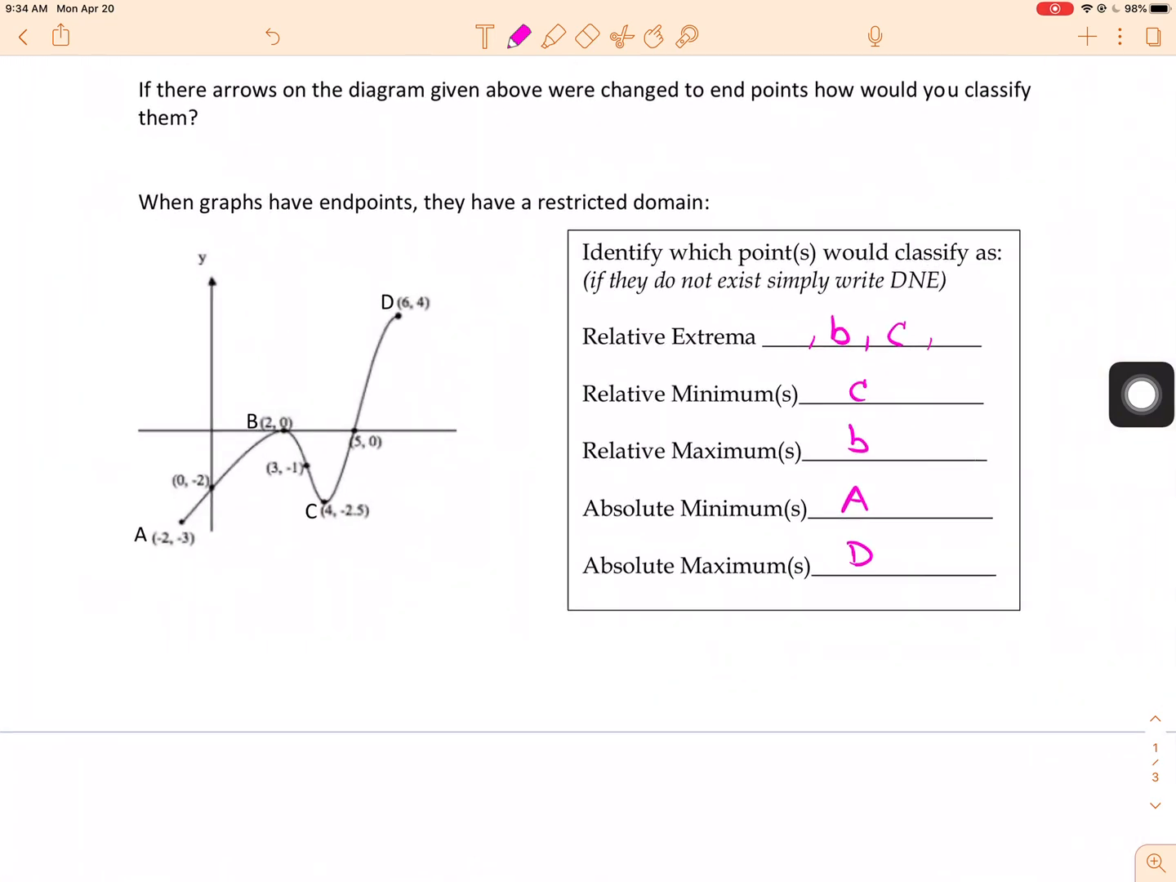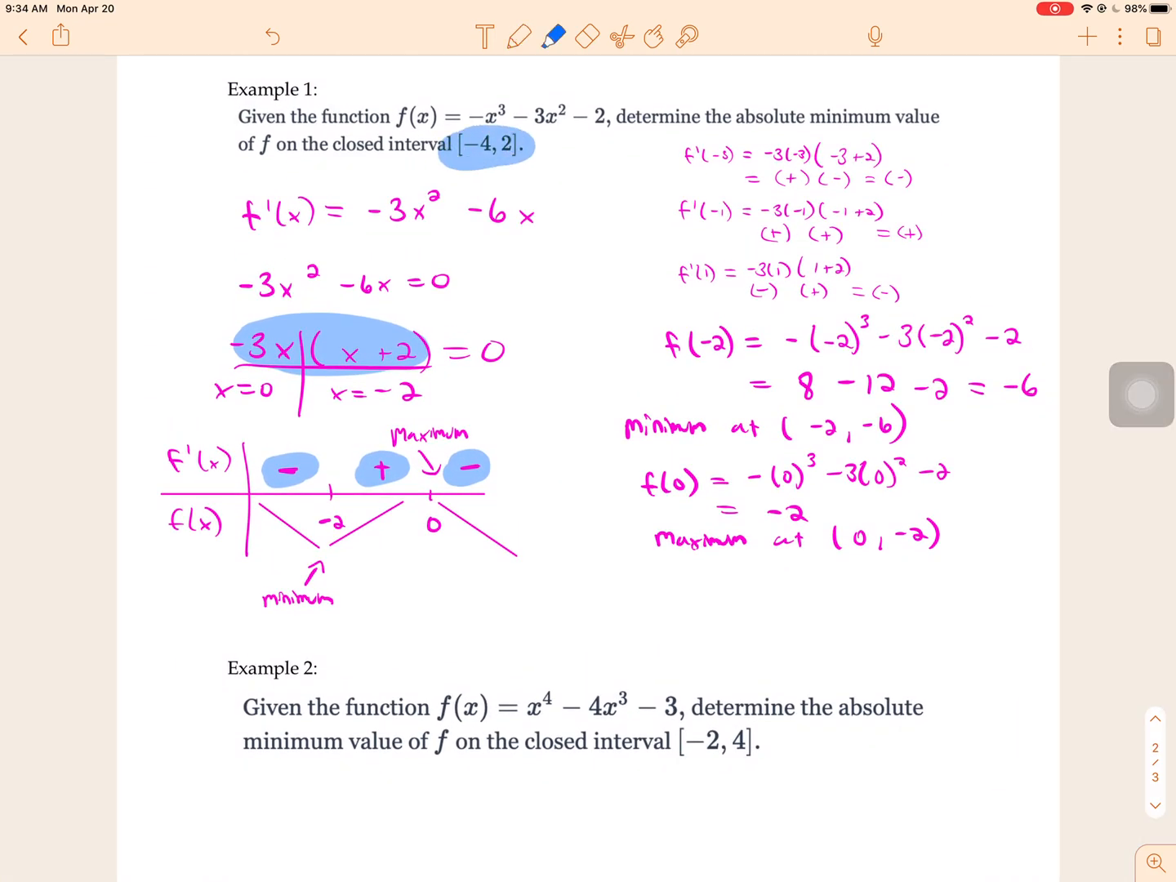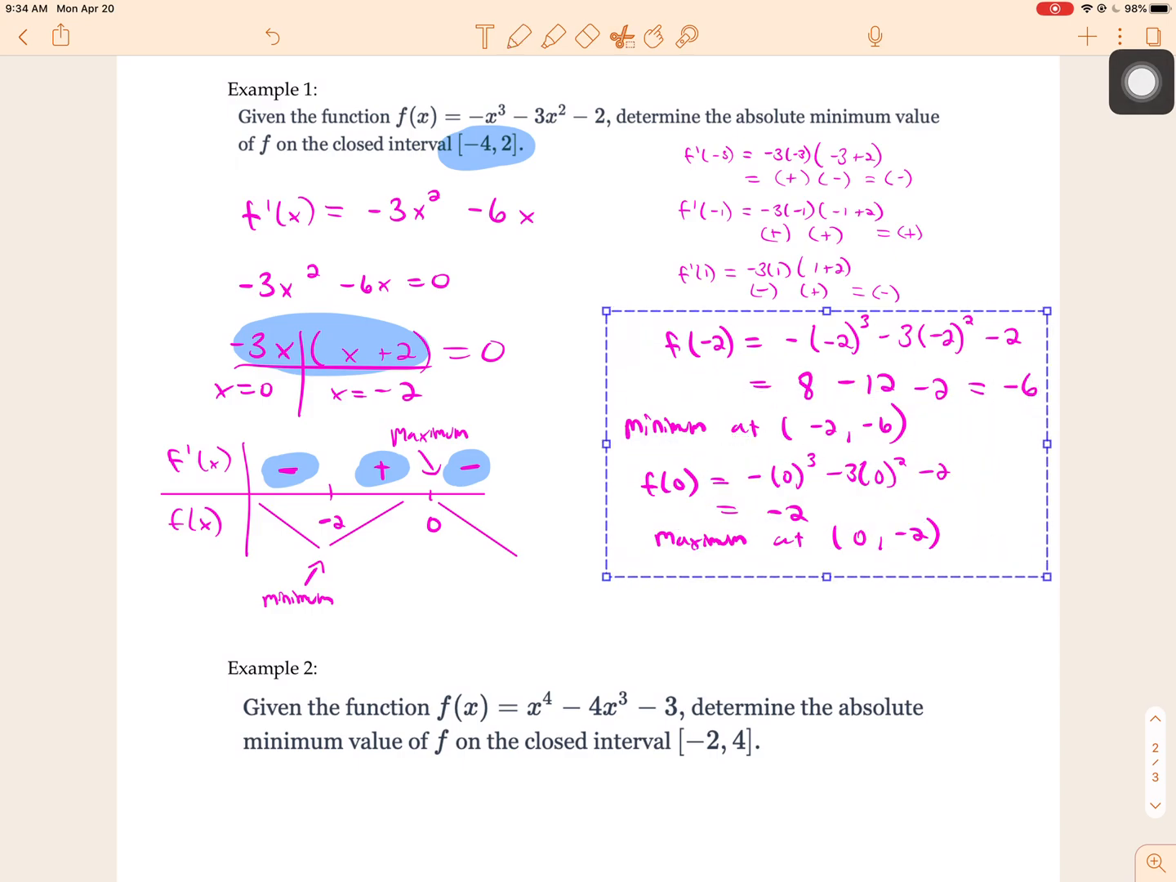So we have to check the endpoints to see what's happening there. So to do that, next up, we just have to find 2 more points. We have to take our interval and substitute in -4 to the function and 2 to the function to find out what the endpoints are. So once again, let me just shrink some of this down and get us some more room here.